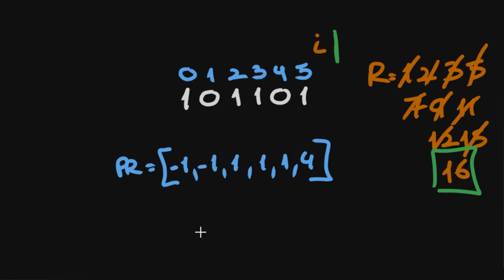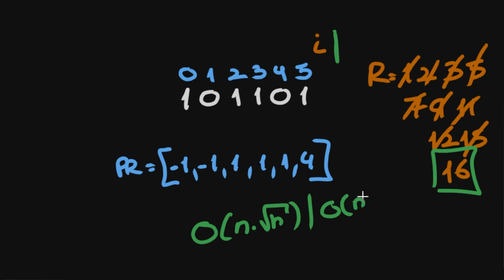As I told you before, time complexity for this will be big O of n times the square root of n, and space complexity big O of n. Remember that we need to build this array. So with this in mind, let's go with the code.